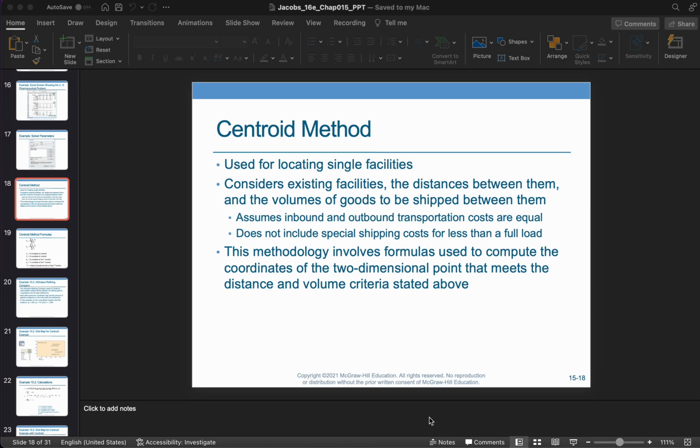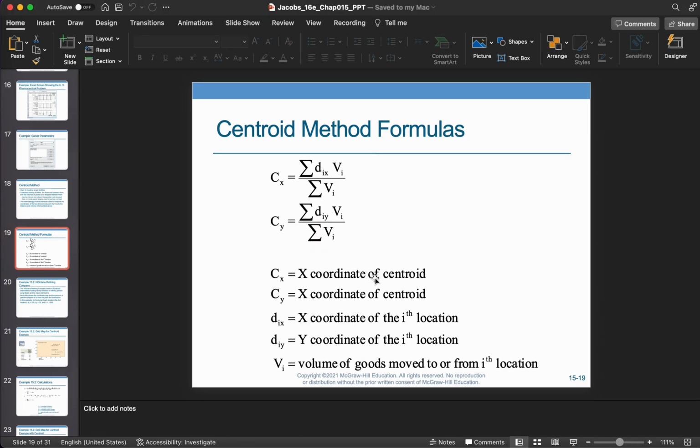The idea behind the centroid method is simple. We will assume that everything is two-dimensional, even though the Earth is curved and you have latitudes and longitudes. Technically it should be curved, but we'll look at it as a two-dimensional plane just to make our calculations easier. So the methodology involves these formulas to calculate the centroid.